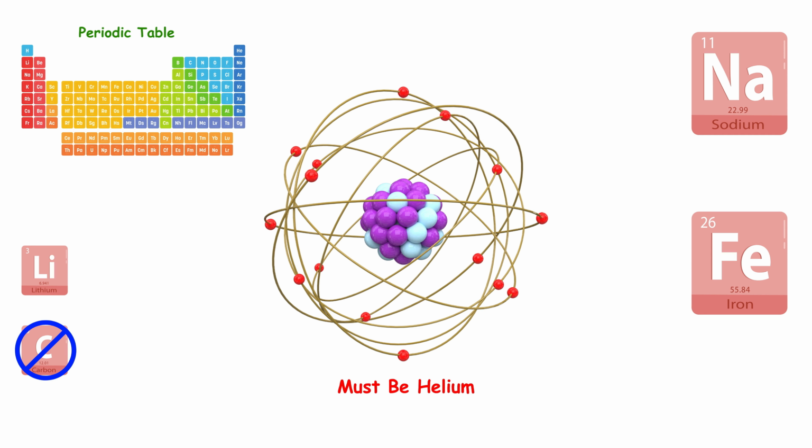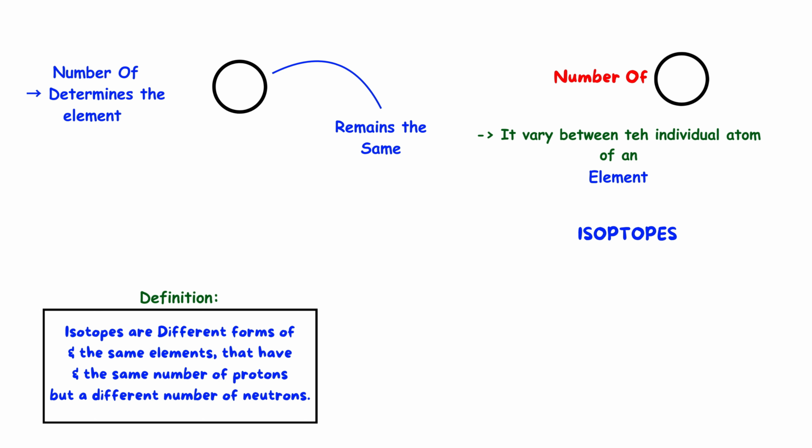Now that we understand that the number of protons defines the element, you might wonder about the number of neutrons. Interestingly, the number of neutrons can actually vary within atoms of the same element. This means that while all atoms of a particular element must have the same number of protons, they can have different numbers of neutrons. When this happens, we refer to these different versions of the same element as isotopes. The definition you need to remember is that isotopes are forms of the same element that contain the same number of protons but a different number of neutrons.